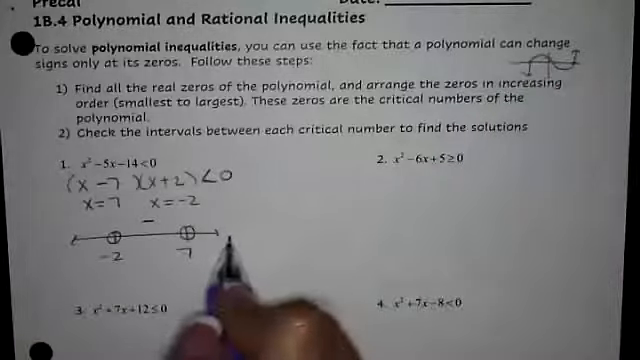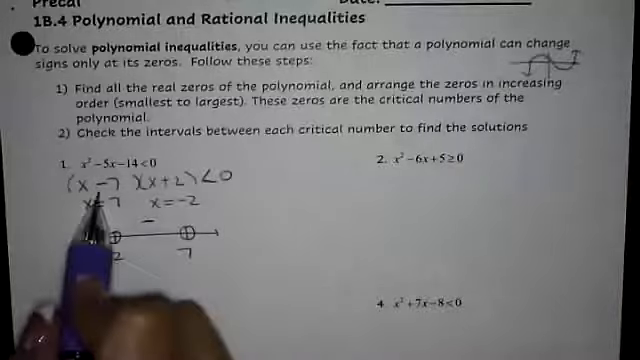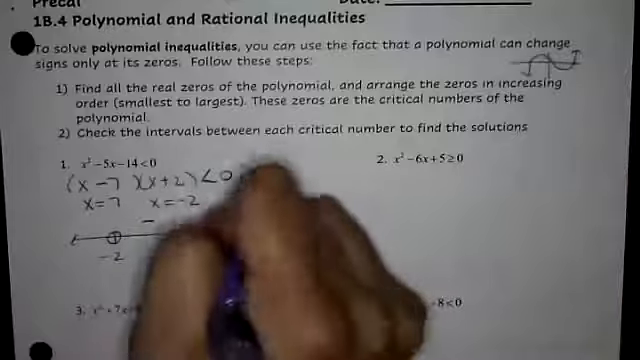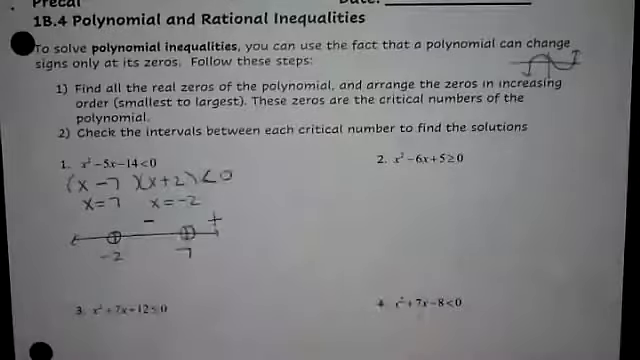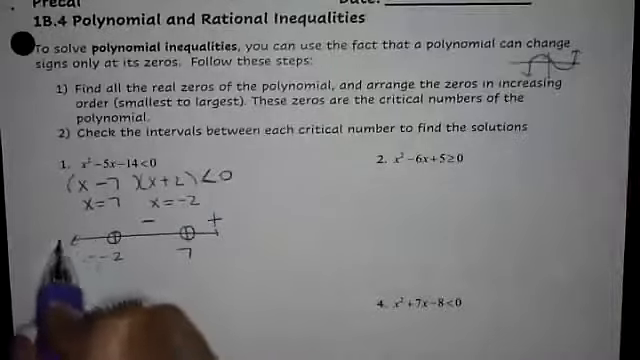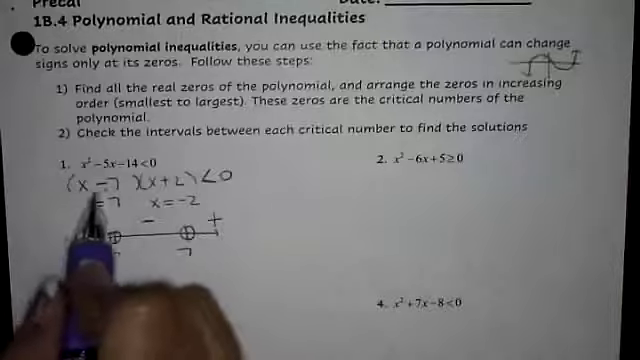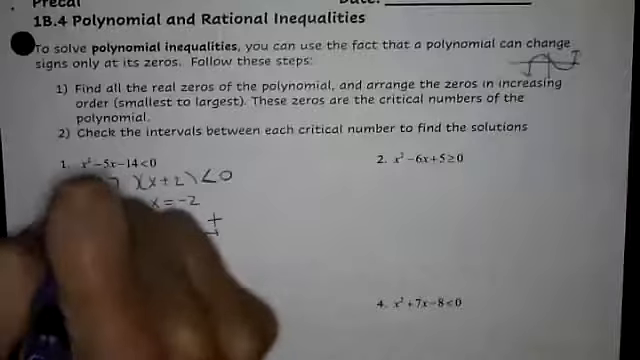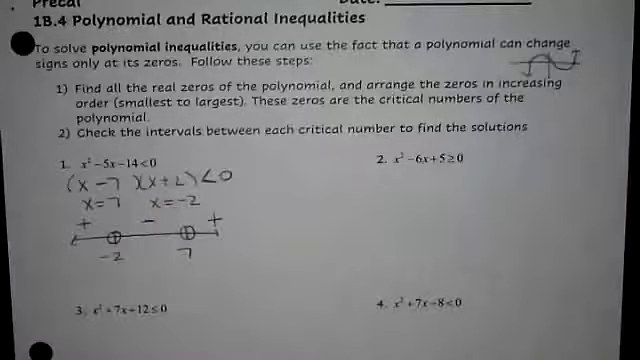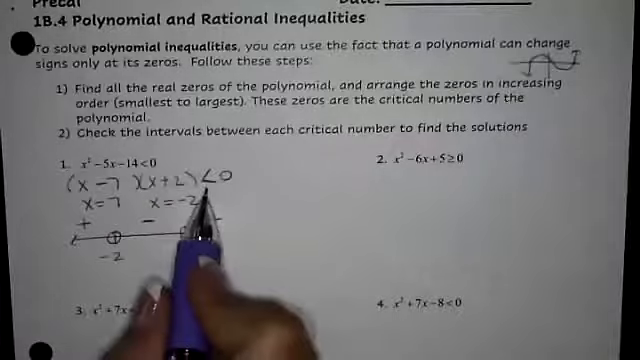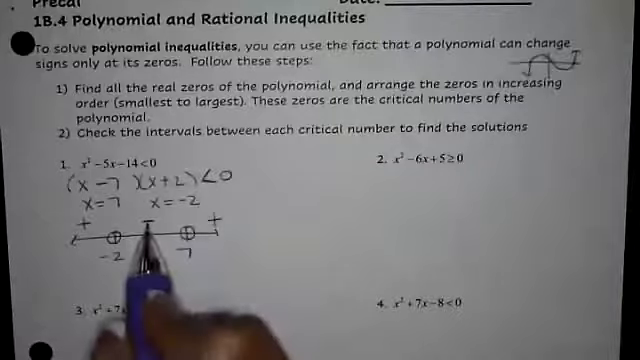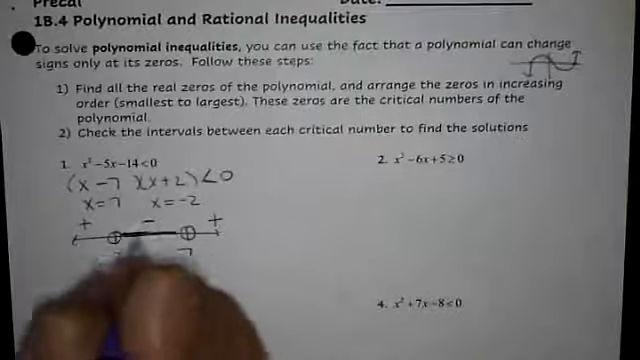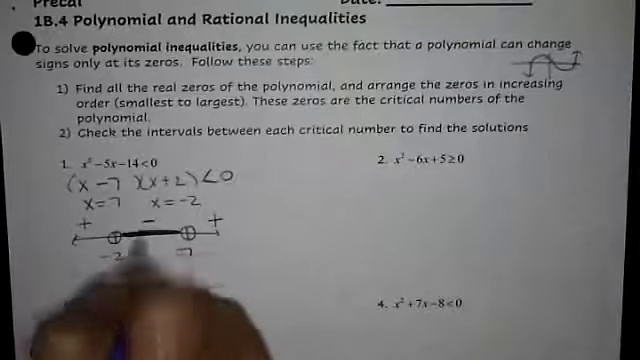Now I plug in something bigger than 7. So for example, 10, that would give me a positive times a positive, which is a positive. On this side, if I do negative 10, that would give me a negative times a negative, which is also a positive. The values that are less than 0 are negative values. So this is where our solutions are found. These are where the negative values are.